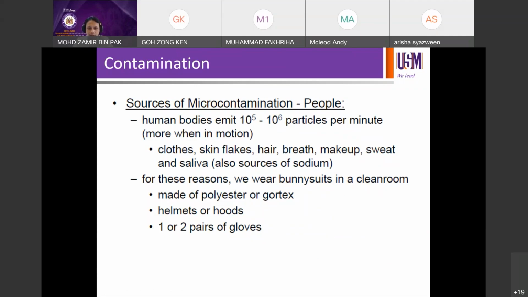For these reasons, we wear bunny suits in a clean room, made of polyester or Gore-Tex, with helmets, a mask, double gloves in some conditions, booties, right? Boots. So that's why we have to be fully gowned up.